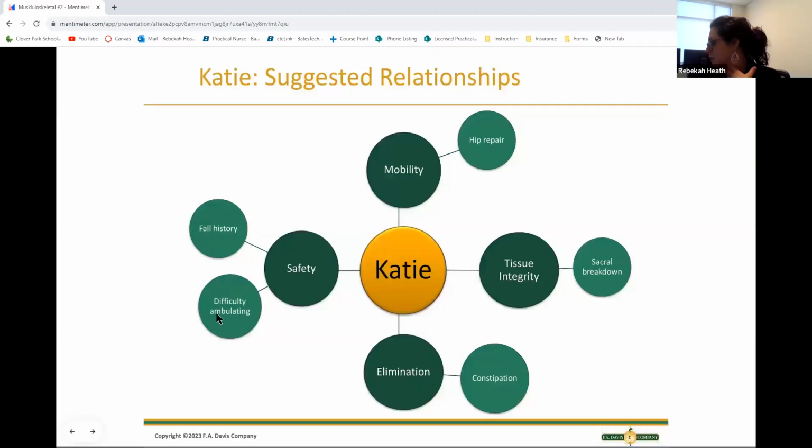Eventually, when you start some of your clinicals later this term, we're going to actually connect some of these. For instance, we know there is a direct correlation with decreased mobility and constipation. So when we start connecting these, I would probably draw an arrow from her hip repair to her constipation because I know those are connected. We could also say that her difficulty ambulating would be connected to this mobility or her hip surgery, right? Or that her decreased mobility is connected to the tissue integrity. So it's a way of putting these things out here that are going on with your patient and trying to connect them and see how they're affecting all of the body systems.